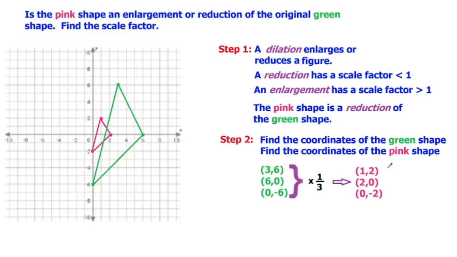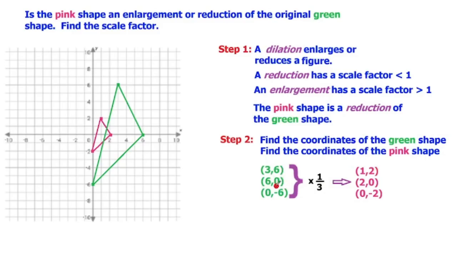So we could see here for 3 and 6, they become 1 and 2. So what do we multiply 3 and 6 by to get 1 and 2? Well, we multiply by a third. It's the same as dividing by 3. So 3 over 3 equals 1. 6 over 3 equals 2.